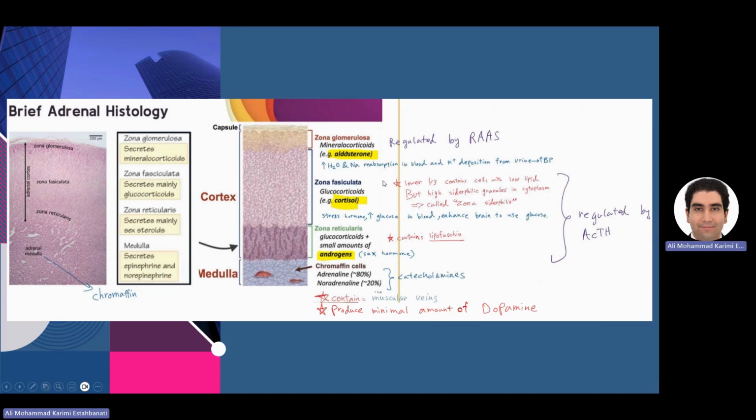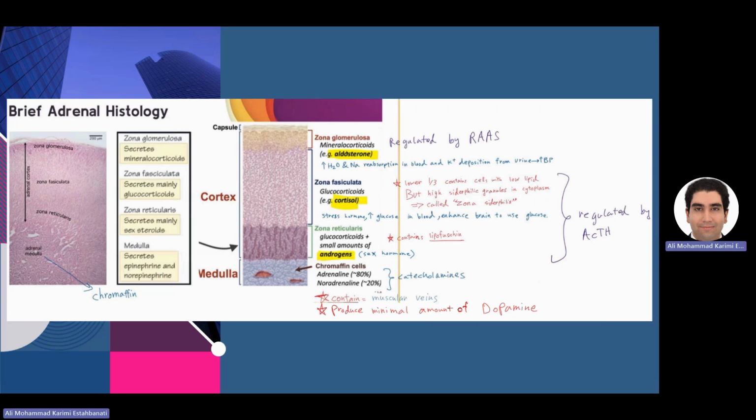Okay. Now, zona reticularis. It produces androgen, which is a male sex hormone. It does produce some other hormones as well, which I mention on the next page, but the main one is androgen. Another thing you need to remember for this zone is that it contains lipofuscin. Now we come to the medulla.